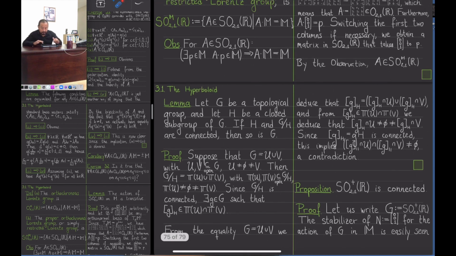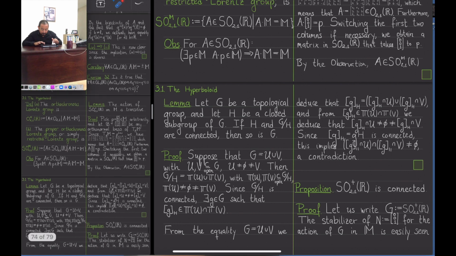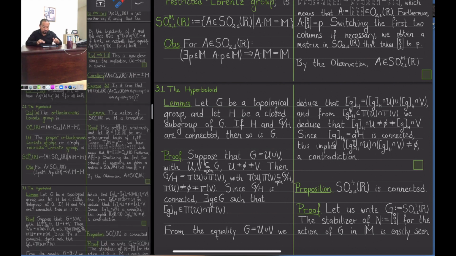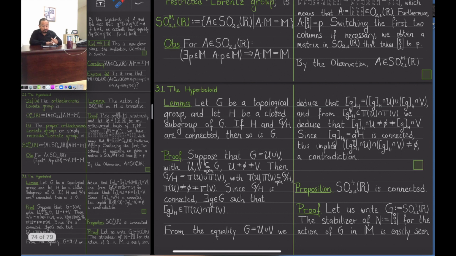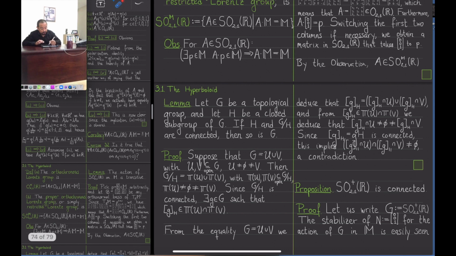Okay, so let's prove a preliminary lemma in order to do that. And the lemma says that if you have a topological group and a closed subgroup, if it so happens that both the subgroup and the space of left cosets of H in G, where of course here you put the identification topology, if both of them are connected, then so is G.